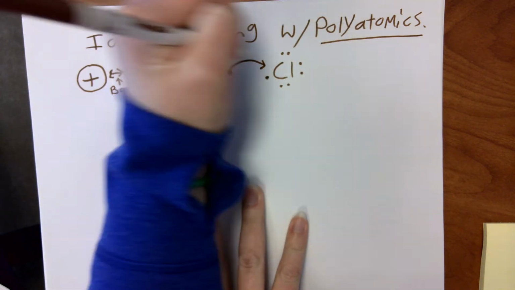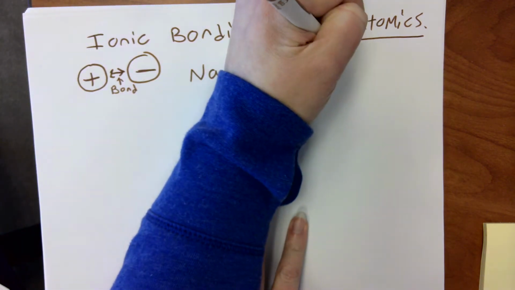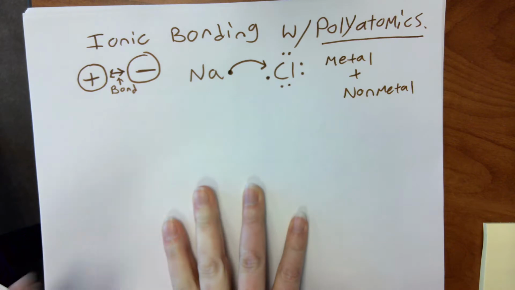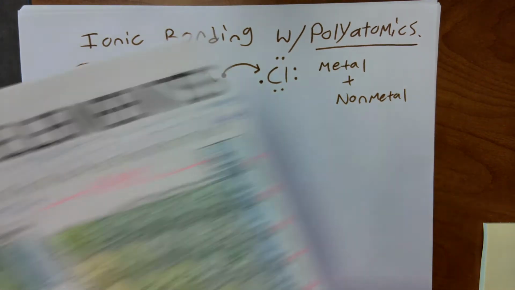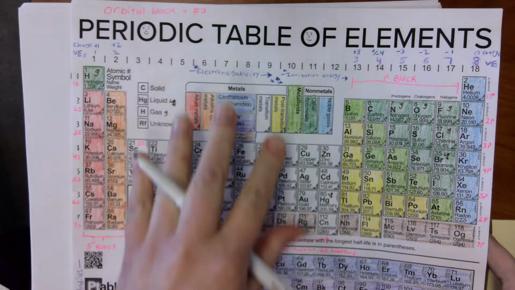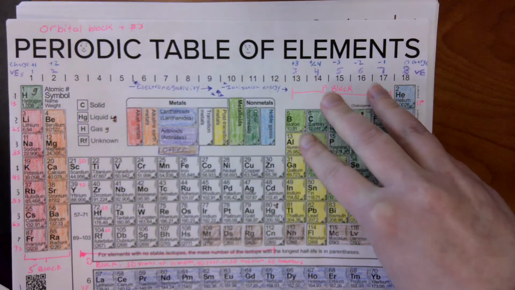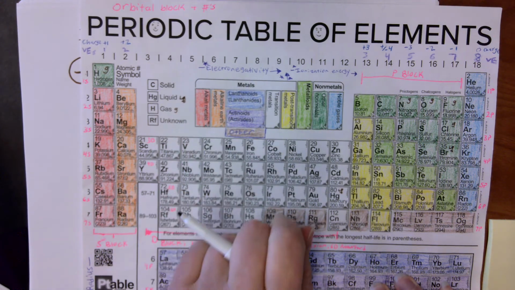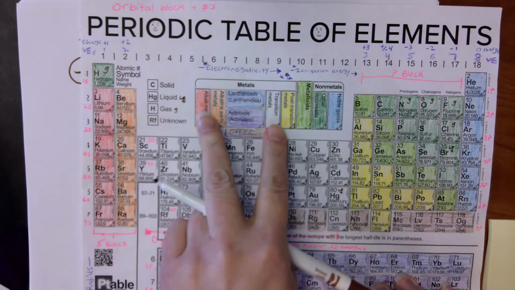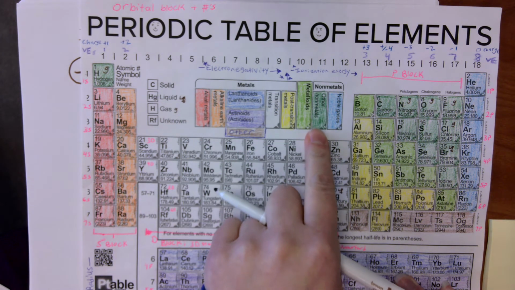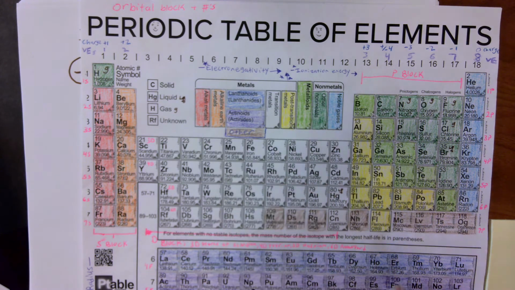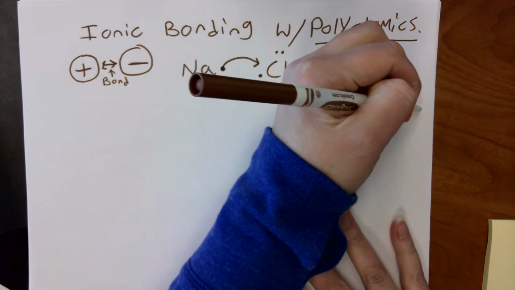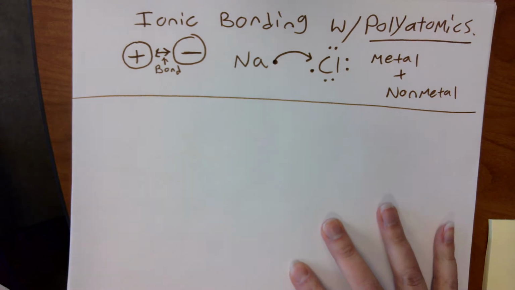So remember that ionic bonding is usually between a metal and a non-metal. In other words, something from the left side of the table bonds with something on the right side. Metals, alkali earth, transition, post-transition, those are all metals, and then our non-metals and our metalloids will bond with them. So that's just a summary of the basics from last time.